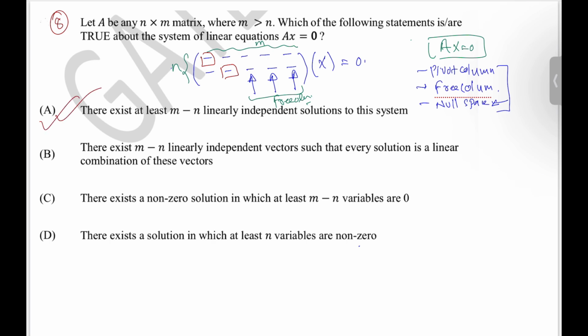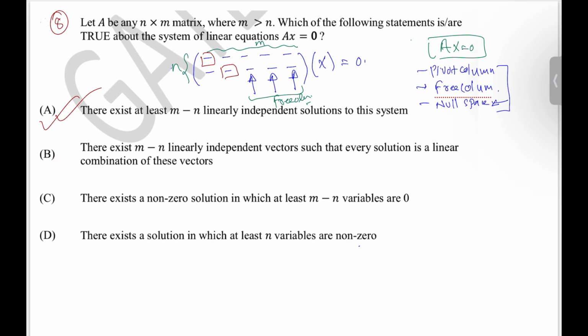And if you are not able to get my points, then I would definitely suggest going through my lectures on how to solve Ax equals 0, or how to solve the system of equations Ax equals 0. I have talked in a very detailed manner about what a pivot column and free columns are, and the procedure of finding the null space, right? So if you know all these points, you can solve this question instantly, right?